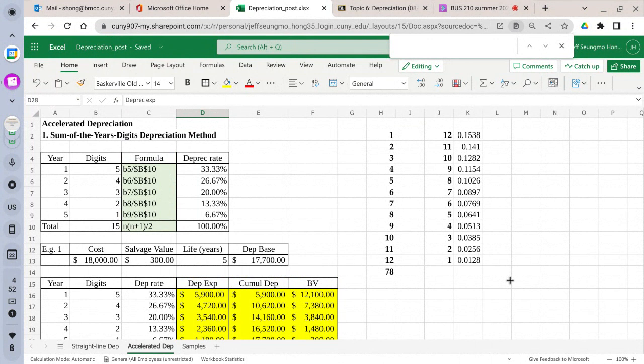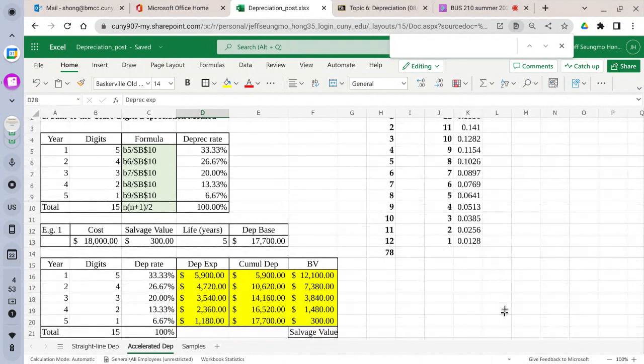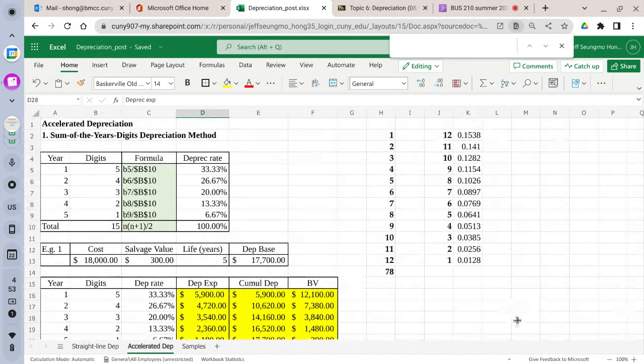Yeah. And then what's the service life? 2,000. Service life? 2,000. No. What's the service life? It's 2,000. What do you mean 2,000? 2,000 years? Service life is 2,000 years? Sorry, it's three. 3 years. Yes. Then 18,000 is the depreciation base, and it's straight line depreciation. So every year it's going to be 6,000. Yes, that's correct.